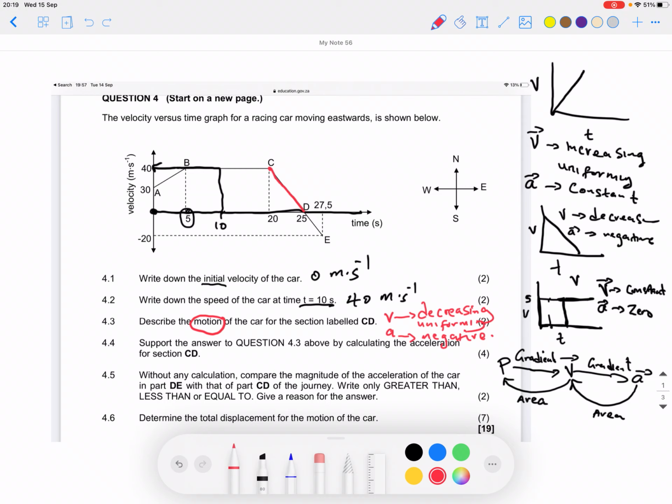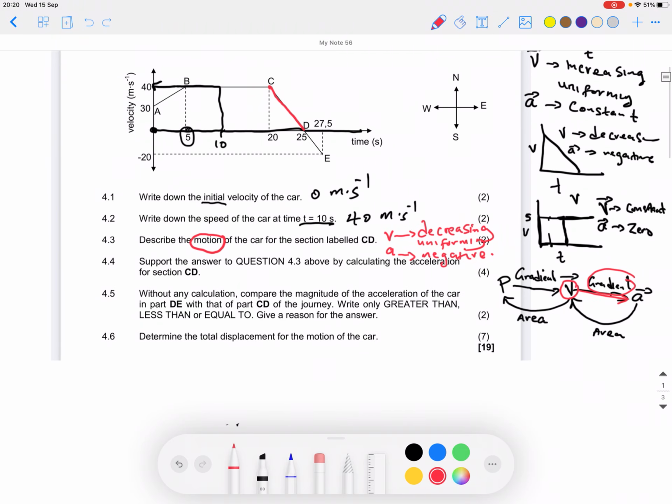And then number 4, it says support your answer by calculating the acceleration for CD. I just explained now how to calculate acceleration from a velocity time graph. If you want the acceleration, you must calculate gradient, or you can simply say acceleration is change in velocity, which is Vf minus Vi over T final minus T initial. So if you move from C to D, wherever you're starting, that is your initial point, and where you end up is your final point. So my initial point will be at C and my final point will be at D.